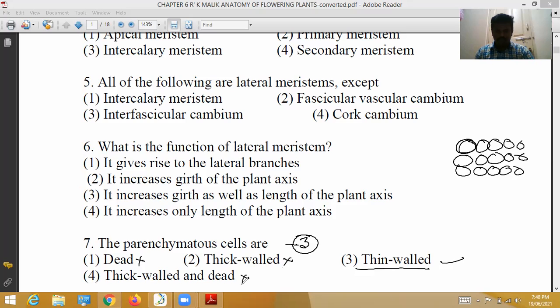The fourth option is also wrong, since it says thick-walled. Actually, they have to be thin-walled and living cells. So for the seventh question, the correct option is the third option.